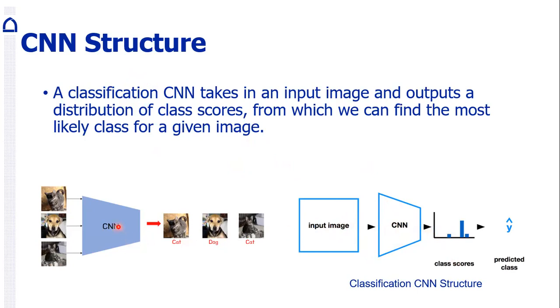On the left-hand side, you can see an example of the CNN. It takes a collection of images and then decides if each image is a cat or a dog, if we have two classes. Actually, the CNN works in two phases.